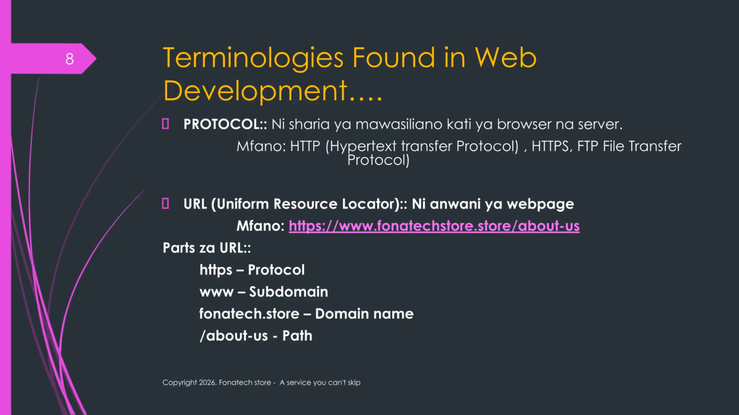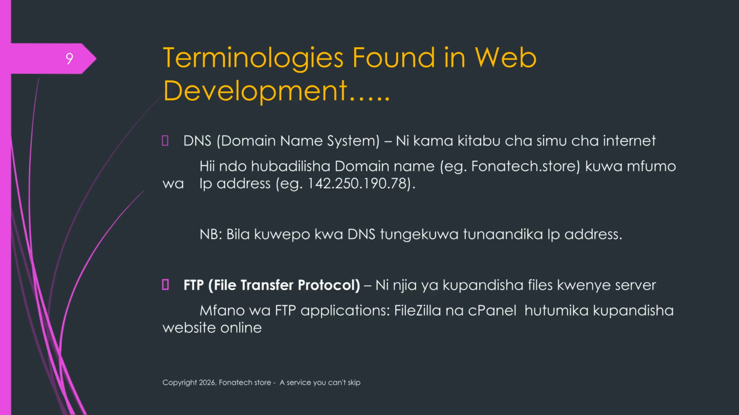A protocol is the rule for communication between the browser and server, such as HTTP or HTTPS. URL, or Uniform Resource Locator, is the address of a web page, composed of the protocol, subdomain, domain name, and path. DNS, or Domain Name System, is like the Internet's phone book, translating domain names into IP addresses. FTP, or File Transfer Protocol, is the method for uploading files to the server, often using applications like FileZilla or cPanel.